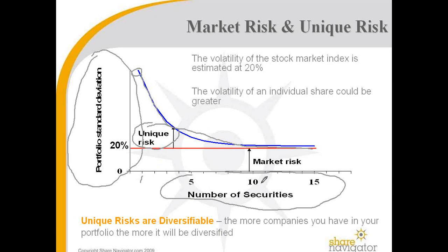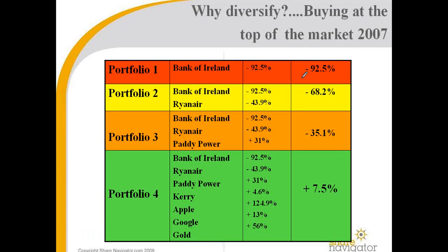But the more securities or stocks you have in your portfolio, it's highly unlikely that they're all going to have bad results at the same time, or they're all going to give out bad news at the same time. So while one stock may go down, the other stock may go up, and it tends to balance itself out. Okay? So that's a little bit about market risk and unique risk. You need to know that, folks, if you're investing in the stock market. This is why you should diversify.